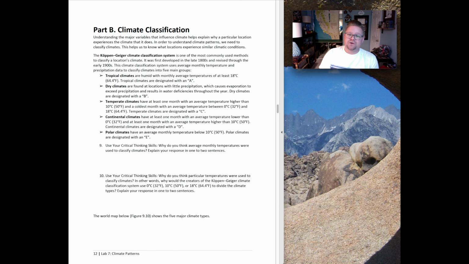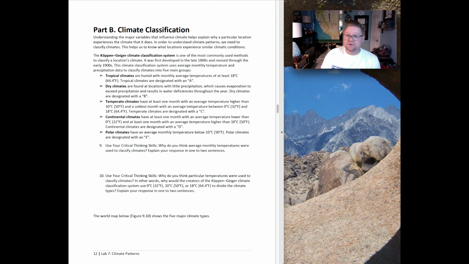Now each one of those regions has been denoted a letter. Tropical climates will begin with a capital A. Temperate climates will be given a capital C, and so on and so forth. Now, using your critical thinking skills, why do you think average monthly temperatures were used to classify climates? Based on what you've observed about these different regions and types of climates, why are average monthly temperatures so important when coming to this idea?